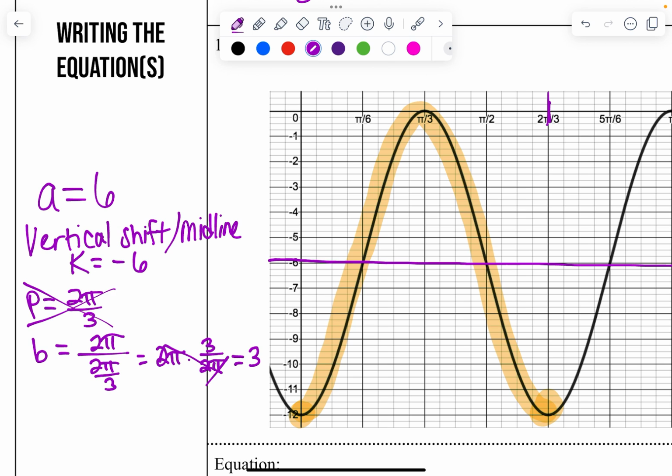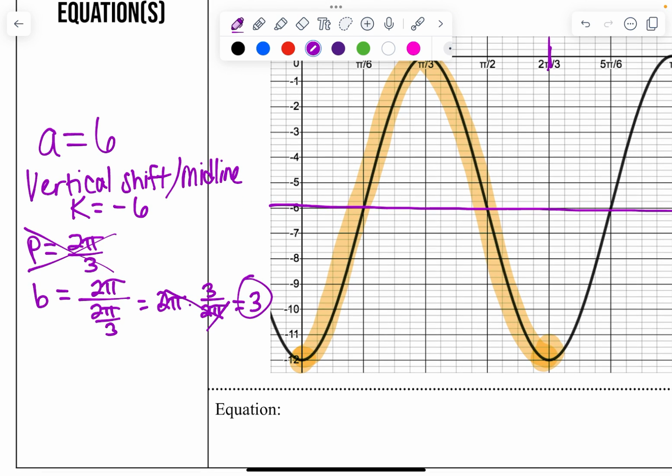Because remember, period does not go into the equation. The b value does. And that's one of the biggest mistakes that students make on these problems. Remember, you've got to solve for b. This is the number that goes into the equation. Period is not found in the equation ever.